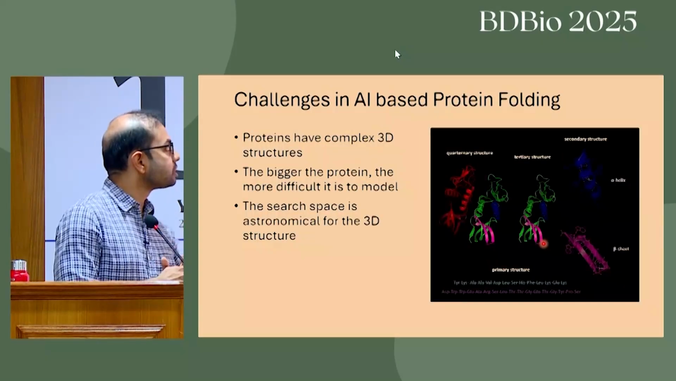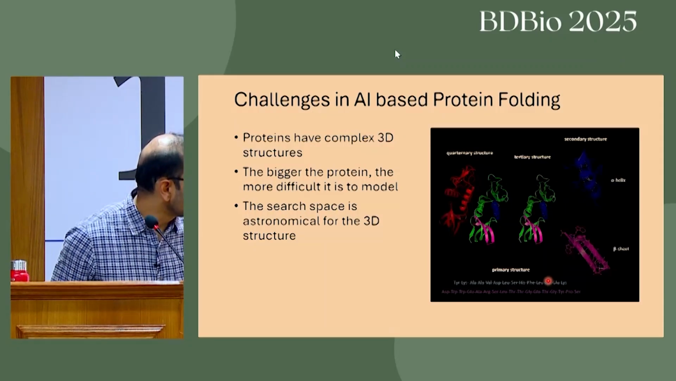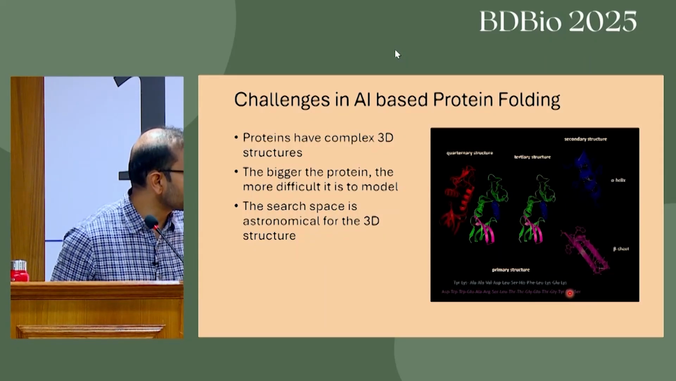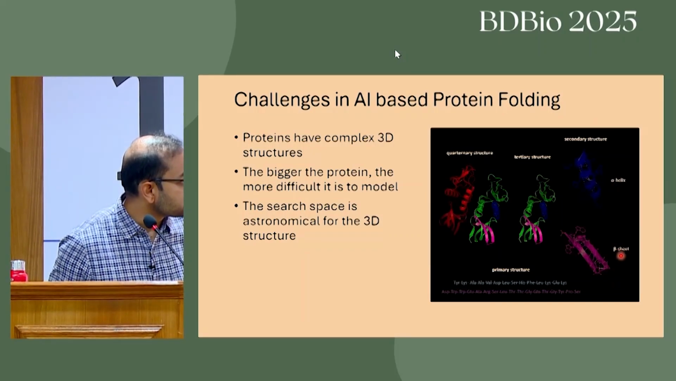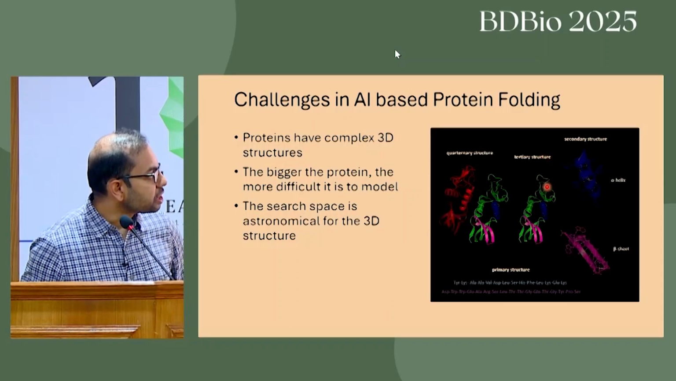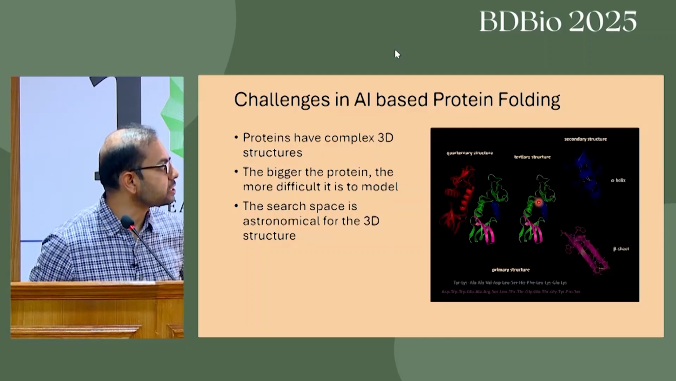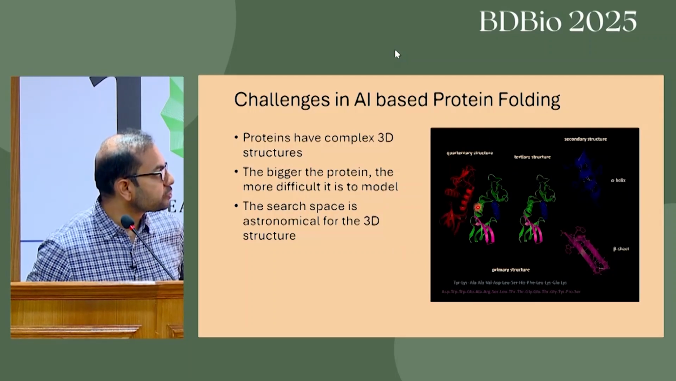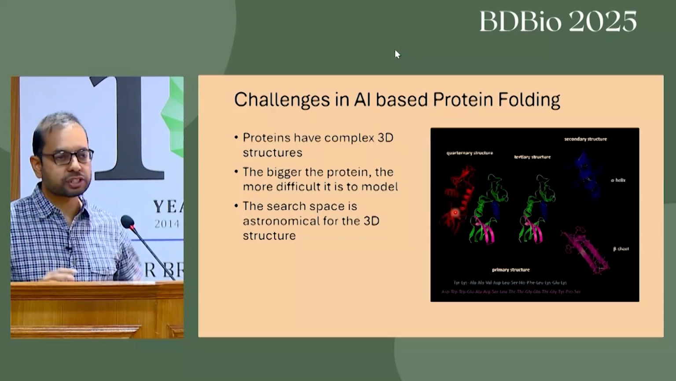So what are the challenges? The 3D structures are complex. For example, here you see this is a primary structure, which is a sequence. Then we have secondary structure where we have alpha helices and beta sheets. Basically, these sequences have folded into these shapes. And then we have tertiary structures which have multiple alpha helices or multiple beta sheets, and they are connected in various ways. And we even have quaternary structures where multiple proteins are combined together in a giant structure which is called a protein complex.